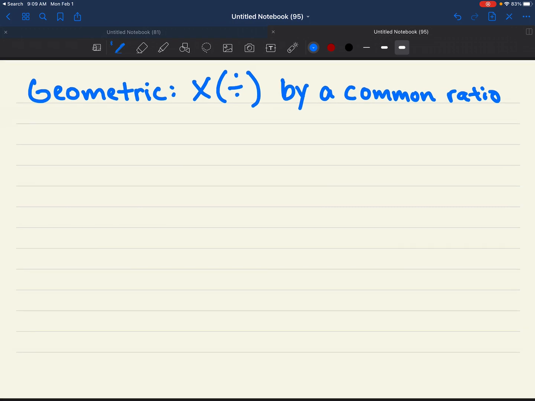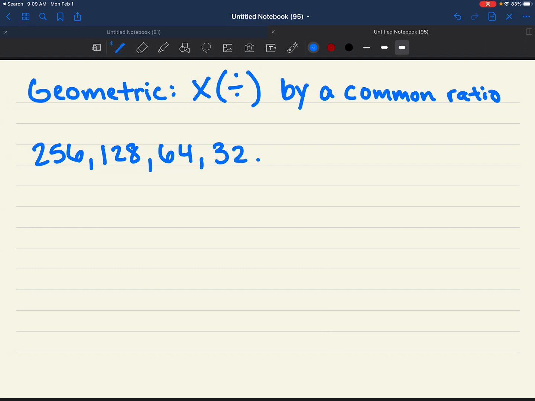All right, so first one we're going to look at: 256, 128, 64, 32. Is this a geometric sequence? Yes, because it's multiplying by what? 1/2. Times 1/2, or times 0.5.